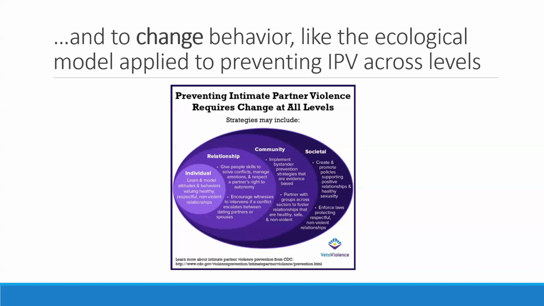And at the societal level, it's really going to be about policies and laws that would change those other factors that we talked about earlier, like there not being any support in the criminal justice system for prosecuting people who engage in intimate partner violence. So hopefully this is clear how we can use the model to understand the behavior and then use it to make a program that targets those specific determinants of the behavior.